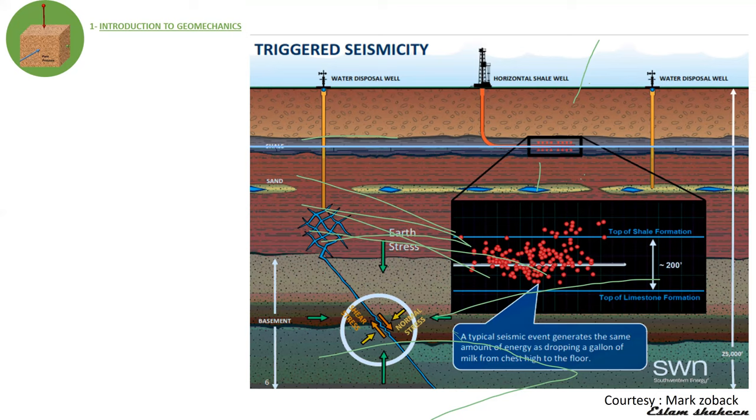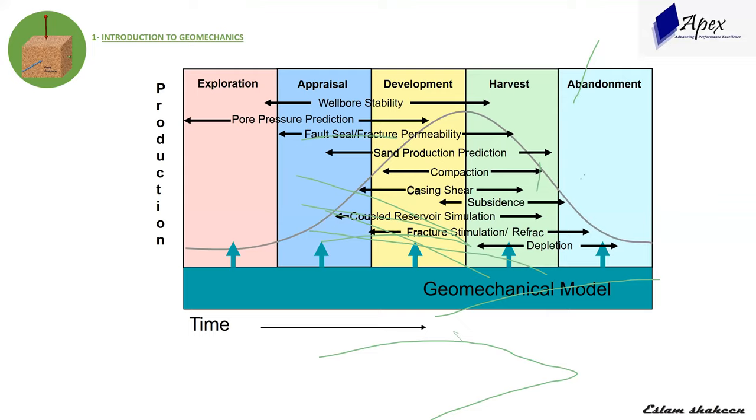So this is the lifetime of a geomechanical model. We use geomechanics in the oil and gas industry from the exploration phase to the abandonment phase. We use geomechanics in pore pressure prediction in the exploration phase. In the appraisal phase, we use geomechanics from the point of view of wellbore stability, fault seal, and fracture permeability. In the development phase, we have two main topics. We have sand production prediction, we have compaction, we have casing shearing and subsidence. In the harvest phase, we are going to look at fracture simulation, refrac and the hydraulic fracking process, and the depletion and the problems associated with the depletion of oil reservoirs.